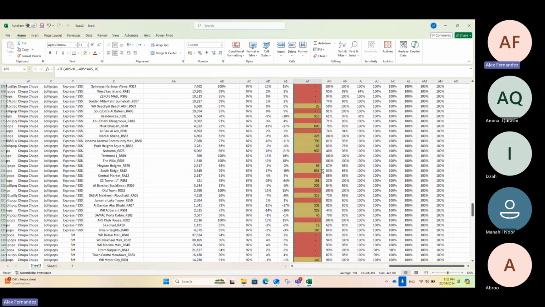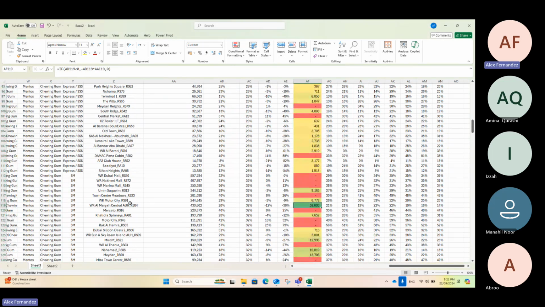Okay, where's the green stuff here? For example, in this store. In this store in chewing gum, it's a big store, and the size of the prize is really big.